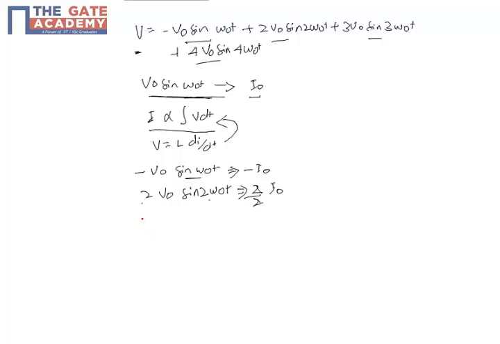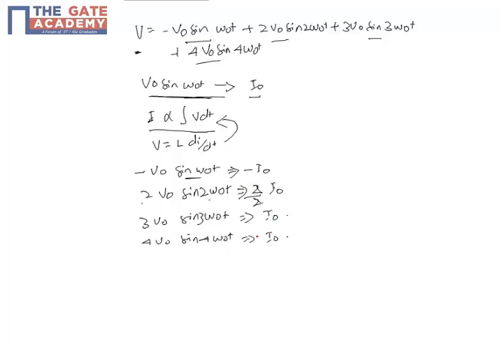The same will happen with 3 V naught sin 3 omega naught t. We will have a current of I naught. Same with 4 V naught sin 4 omega naught t. So for all the components, the current will be equal to I naught. In the first case it is minus I naught.